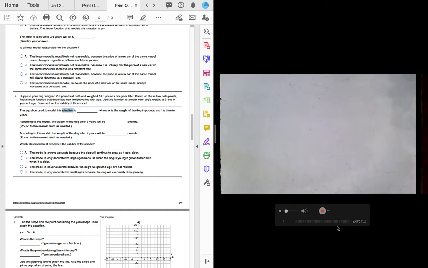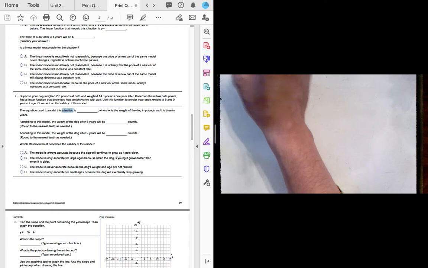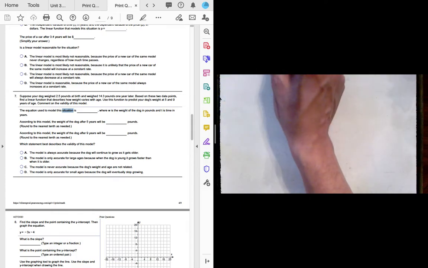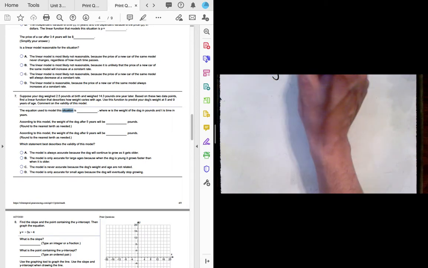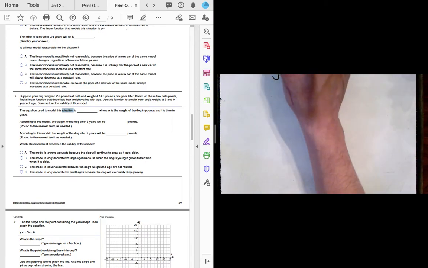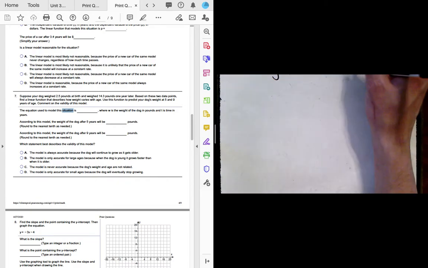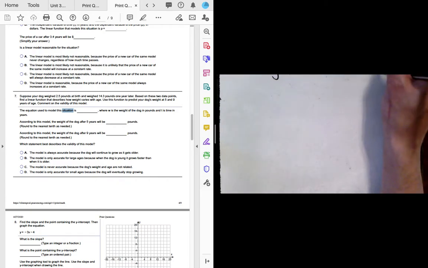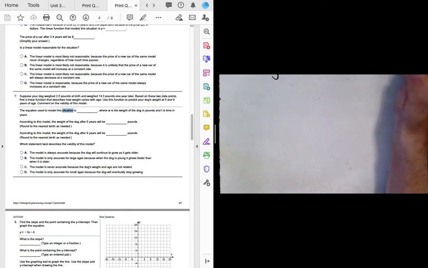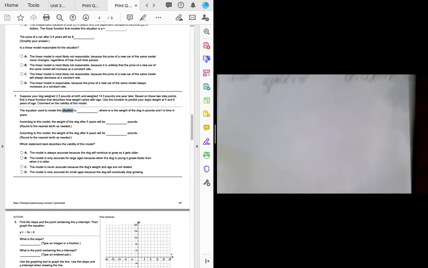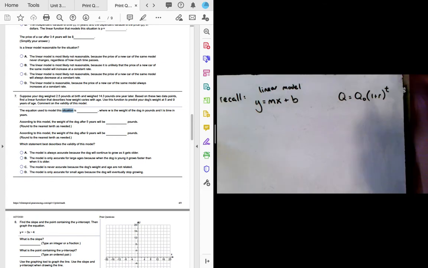Okay, so just recall, we have two equations that we are most familiar with from last week. y equals mx plus b. This is the linear model. And Q is equal to Q naught times (1 plus r) raised to the power t. The exponential model.